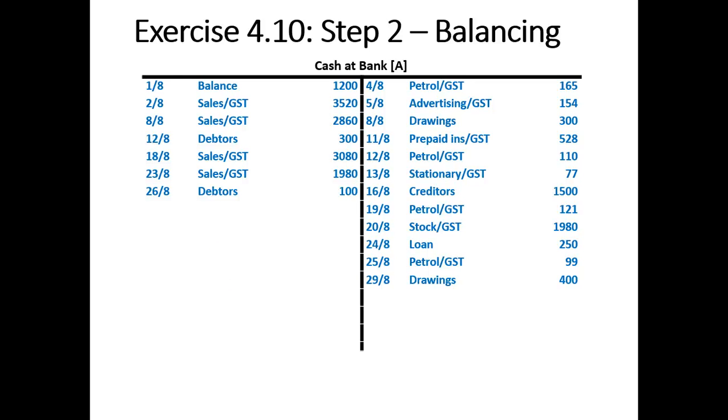4.10, our second step is to balance the ledgers. So we'll start with cash at bank. There's a lot of entries there. We never assume cash at bank is either an asset or a liability. We add up all the debits and the credits to make sure.